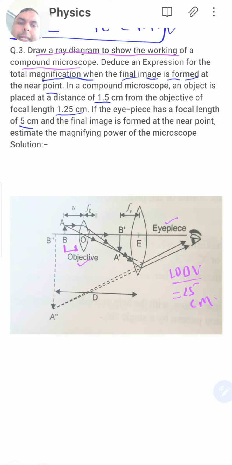The point A dash B dash of the object in the picture will behave as a virtual object for the eyepiece. But actually the object is placed at the point AB before the objective lens.